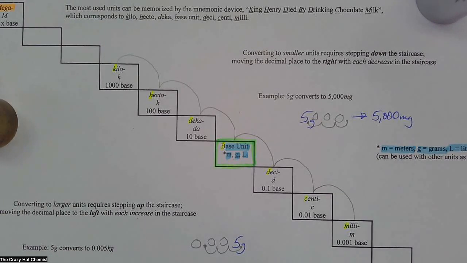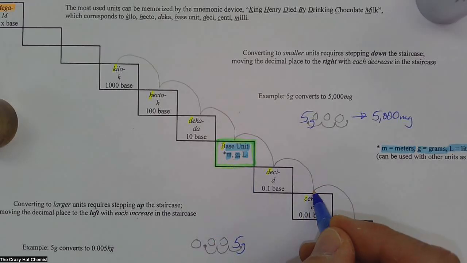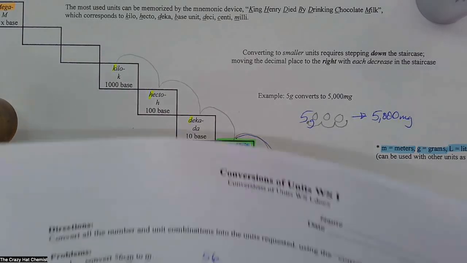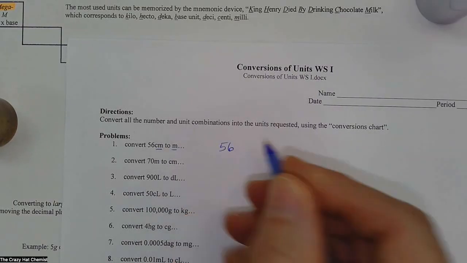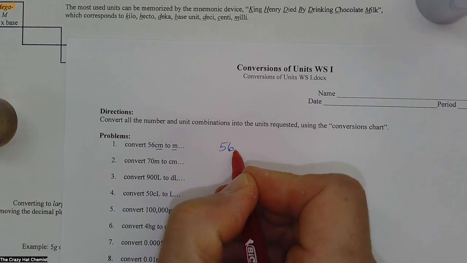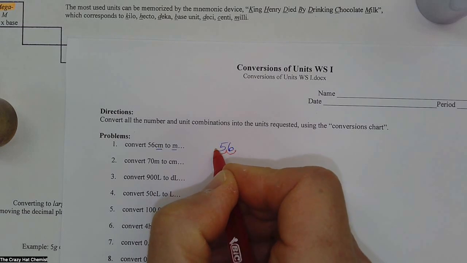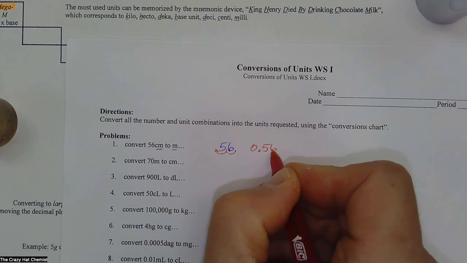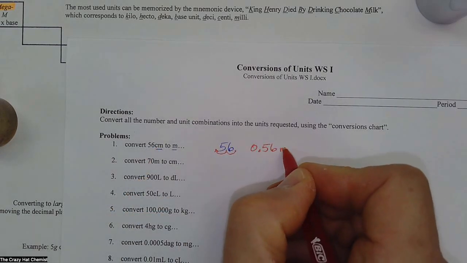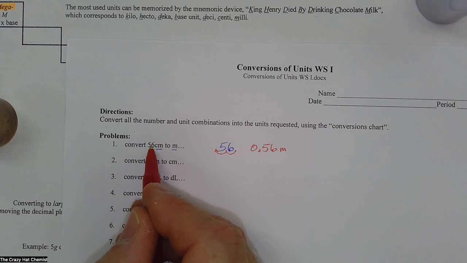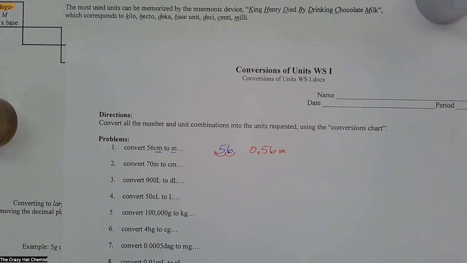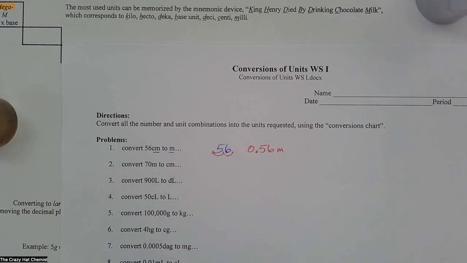So we're going to go from centimeters to meters. Here is centimeters and here is meters. We're going to start at centimeters and go up 1, up 2 places. That's up and to the left. Here is our decimal right here. We're going to move it 1, 2 places to the left. That's our new decimal. So 56 centimeters have been converted to 0.56 meters. Perfect. That looks great. Let's do our next one.